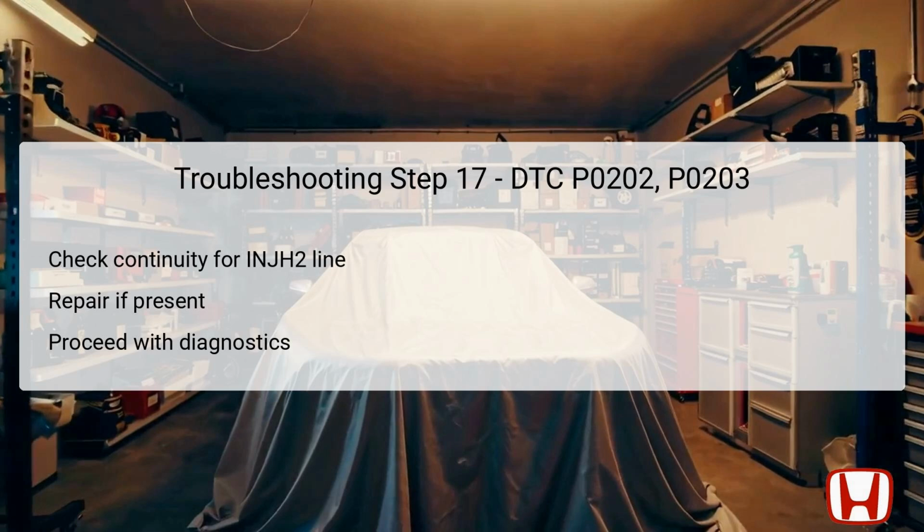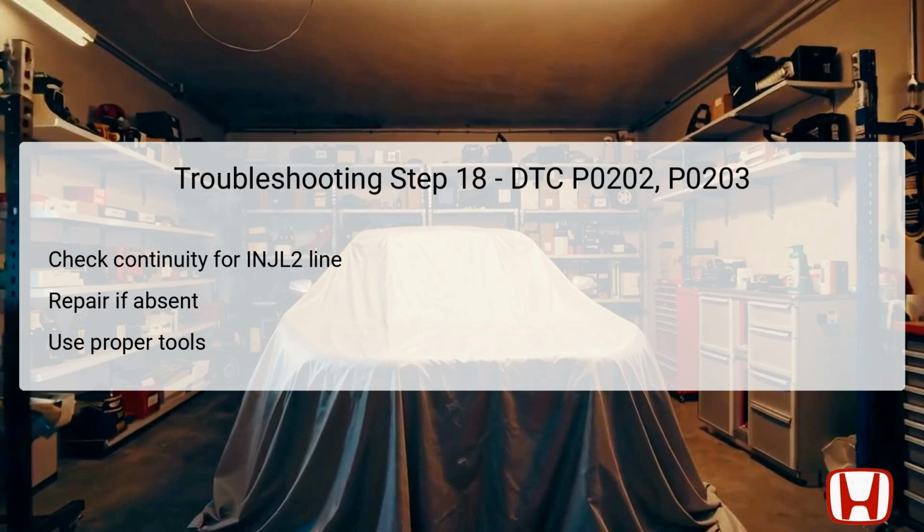If there's continuity, it indicates a short to ground within the line that requires repair. However, if continuity is lacking, you can continue your troubleshooting without immediate concerns for that specific wire. Completing these checks is pivotal to diagnosing the systems affecting the injectors accurately.